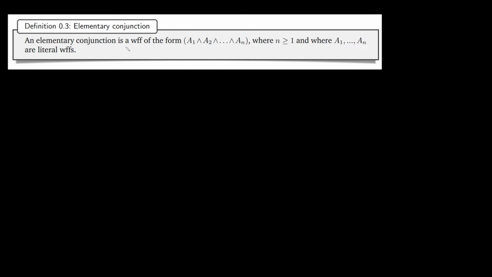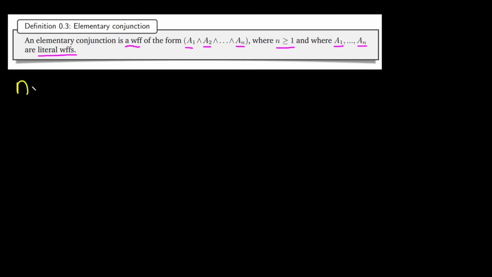An elementary conjunction is a propositional logic well-formed formula of the form a sub 1 and a sub 2 and so on up to a sub n, where n is greater than or equal to 1, and where each one of those a's are literal well-formed formulas. Let's look at some examples.